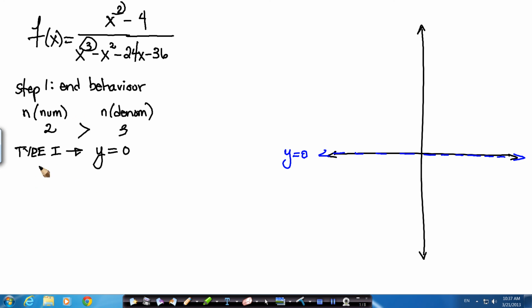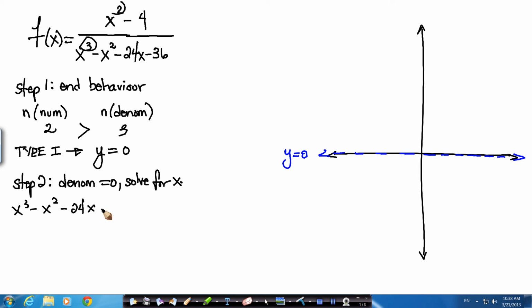Everything else from here on out is the same for all rational functions. The only thing that really changes is the end behavior. So step 2, we set the denominator equal to 0 and solve for x. So our denominator is x cubed minus x squared minus 24x minus 36.